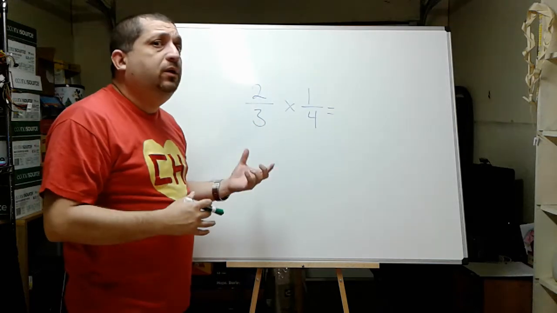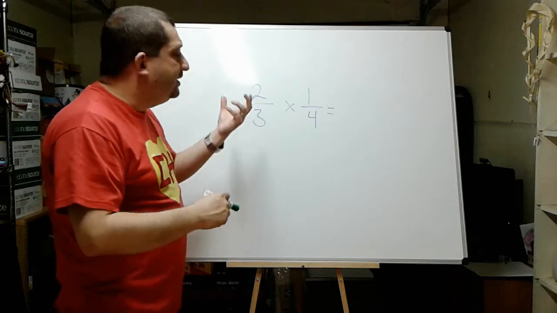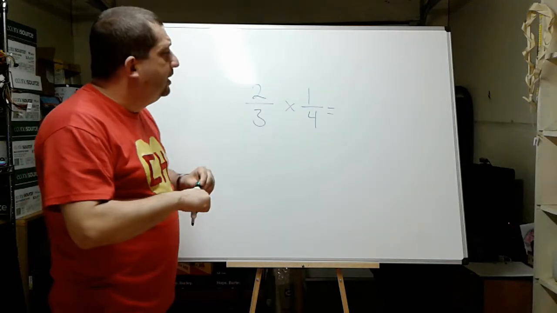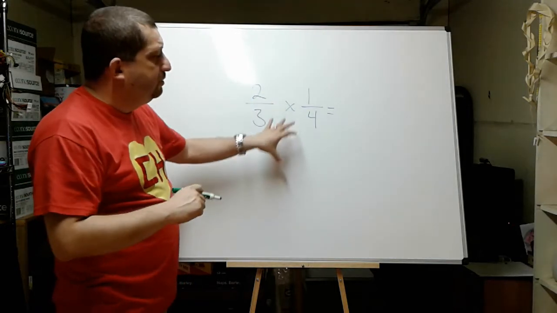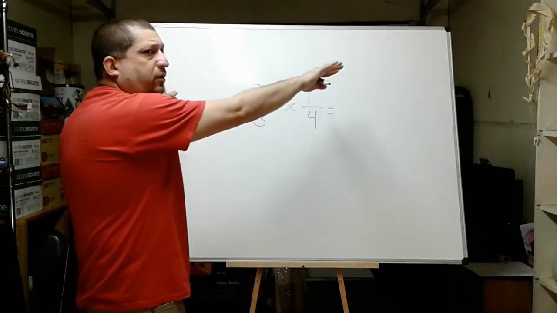And in this video now we're going to learn how to solve multiplication with fractions. This is the easiest way to do it because in order for us to solve this multiplication with fractions, all we have to do is just multiply straight through.